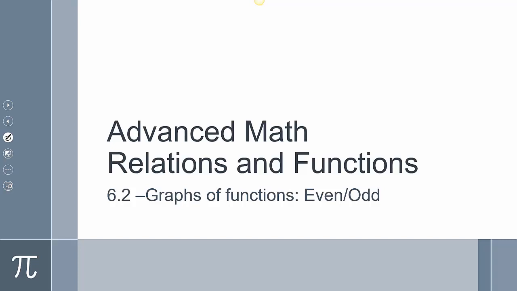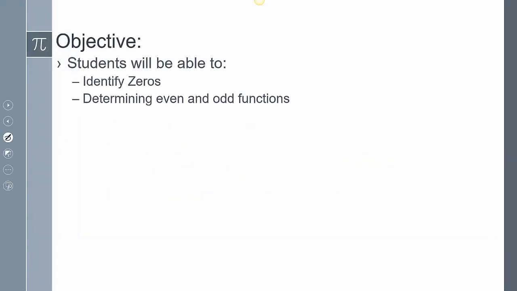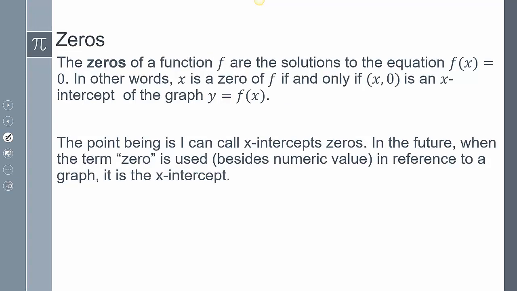This is section 6-2, and we're going to look at graphs of functions and determine if a function is going to be even or odd. And so today we're going to identify zeros and determine even and odd functions. Now the zeros of a function f are the solutions to the equation f of x equals 0.